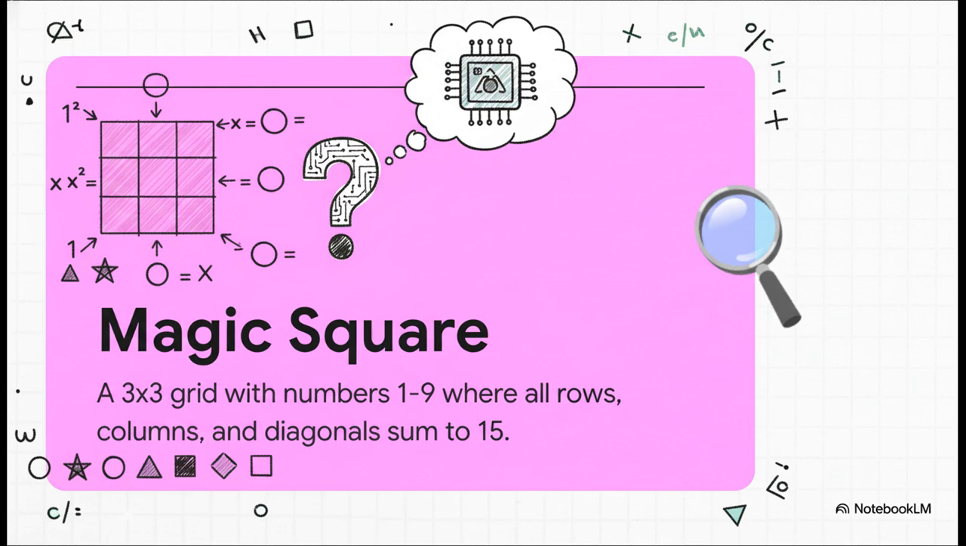A 3x3 magic square is actually pretty simple. It has two very strict rules. Rule 1, it's got to use every single number from 1 to 9, and only once, no repeats. And Rule 2, the magic part, every row, every column, and yep, both of the main diagonals have to add up to the exact same number, 15.